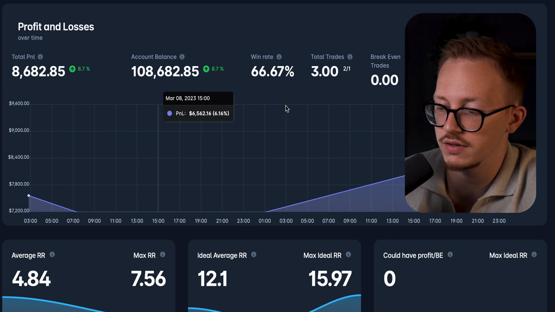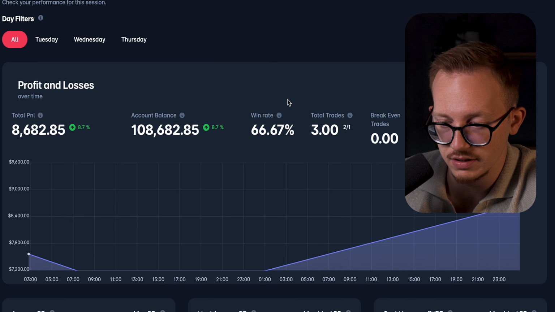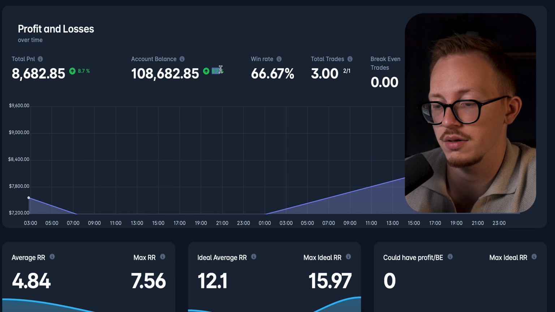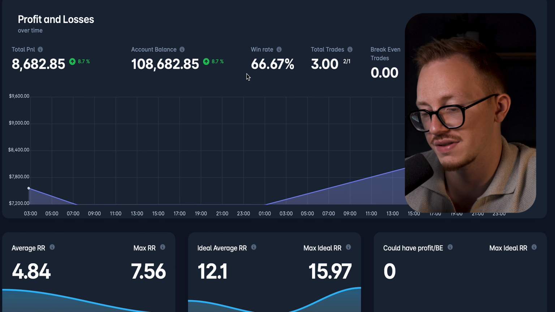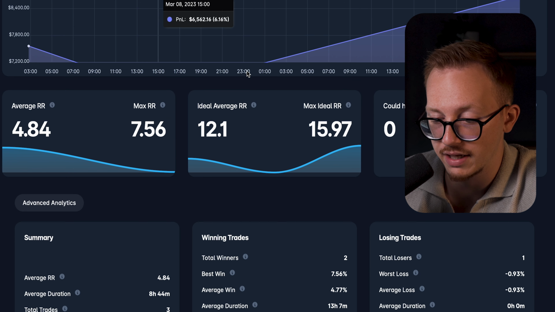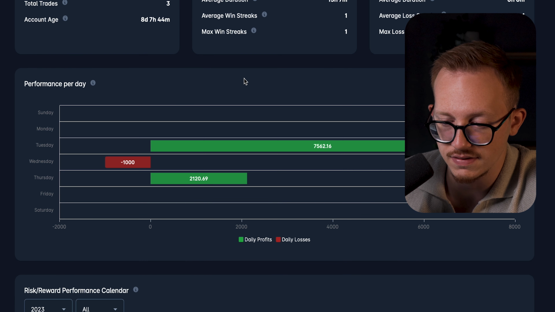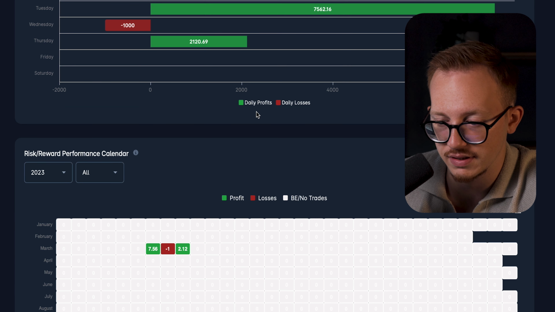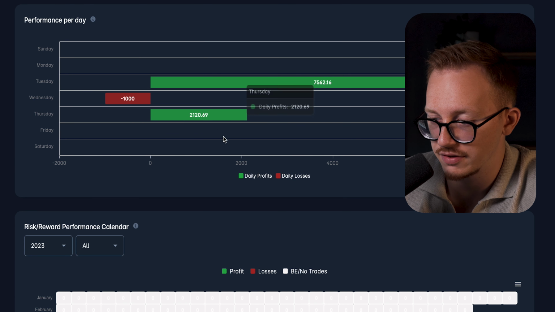So we had 3 trades, we had 2 wins and 1 loss. As you can see, it was a total of 8.7% increase. Of course, it came because of that mega trade in the beginning that we took. As you can see, 7.5k. We lost 1,000 and then a 2.1k afterwards. But this was just a slight, small representation of the strategy that I like to trade.